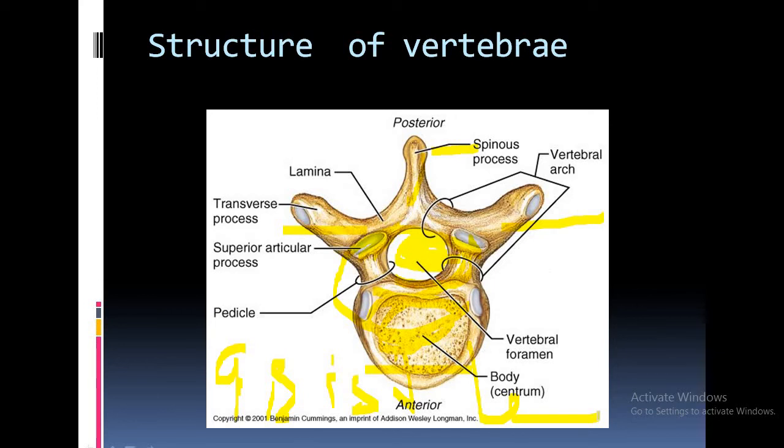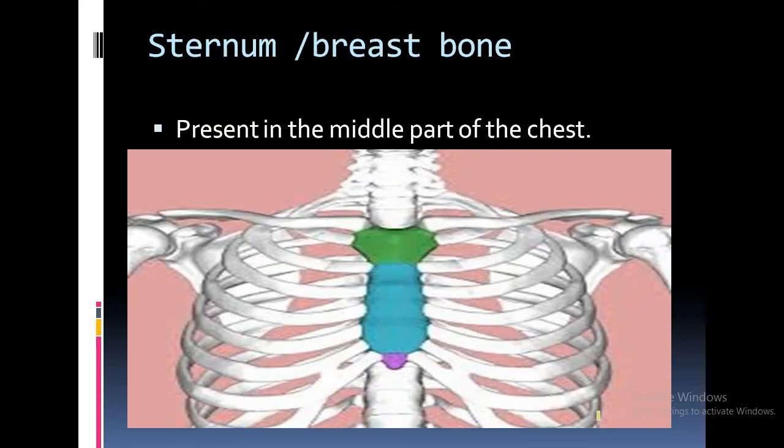So the location of it will be in between the two vertebrae, and the function of it will be to help in the bending and stretching movement. Now we have to see another part of the axial skeleton, that is the sternum. So this is the sternum. Sternum is a flat bone and it is present in the middle part of the chest. It is also known as the breastbone.